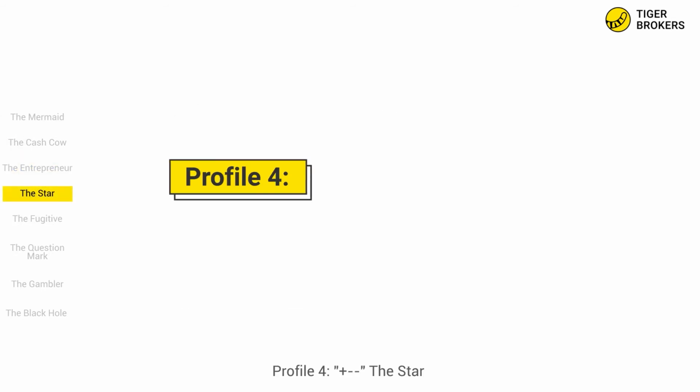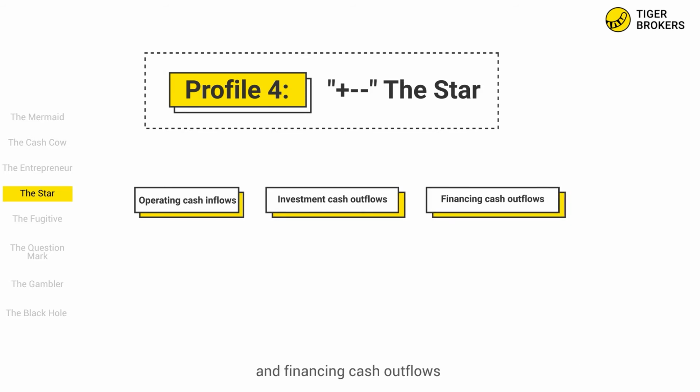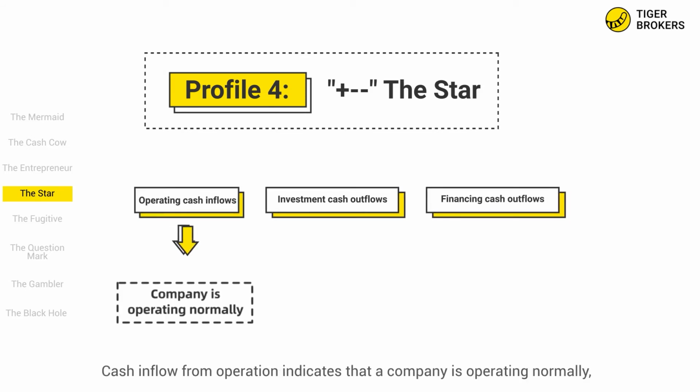Profile 4. One positive, double negative. The star. One positive, double negative type companies are characterized by operating cash inflows and investment and financing cash outflows. Cash inflow from operation indicates that a company is operating.